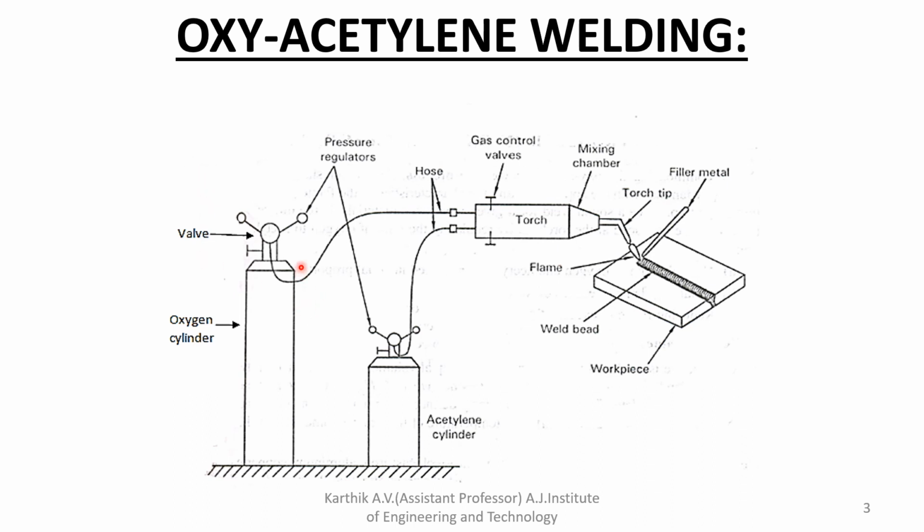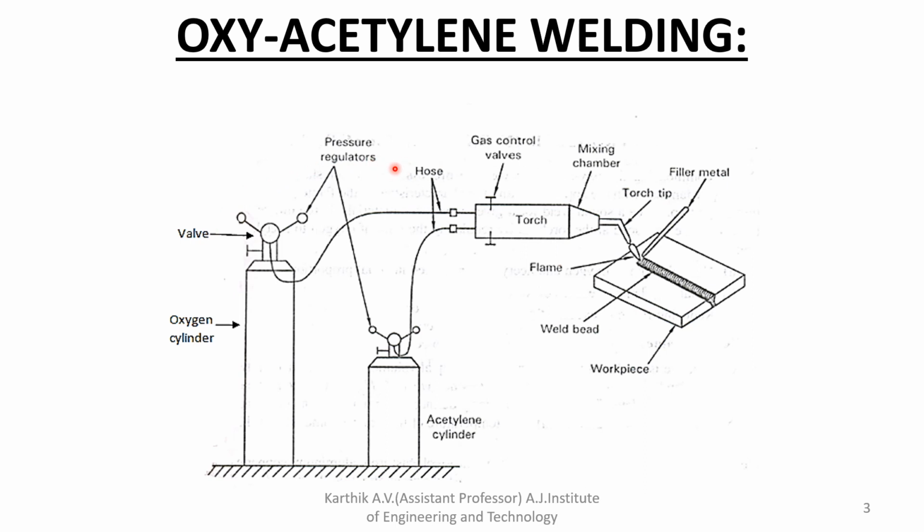Here this regulator is used as a pressure regulator. We can see from the pressure regulator how much acetylene gas is flowing from this cylinder. Okay, so two gases will be flowing here. With the help of this valve we can regulate these gases. Two different gases, acetylene gas as well as oxygen gas, are mixed in the torch.